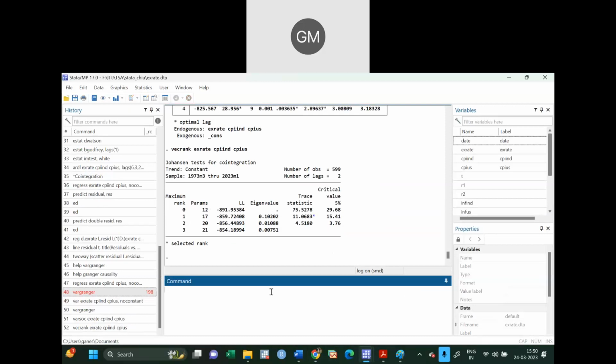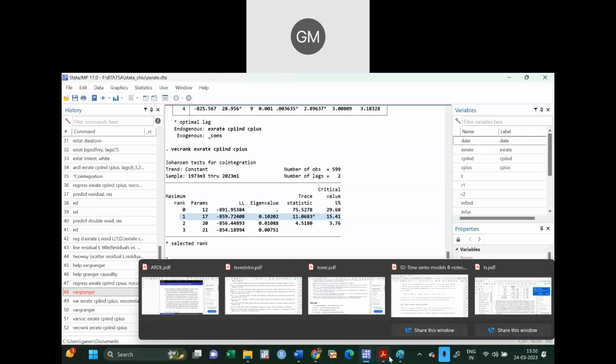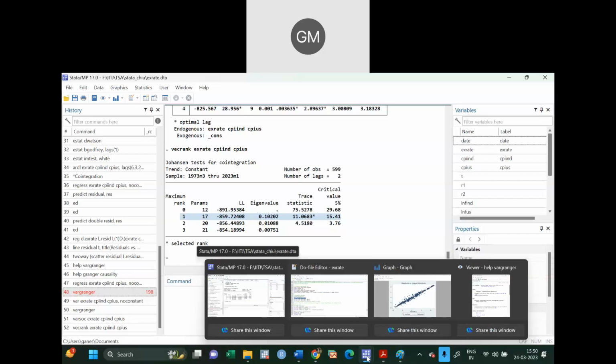Okay. So there are 2 methods. One is the eigenvalue method. Another one is the trace statistics method, right? The trace statistics method is suggesting this. So the selected rank is 1, right? Selected rank is 1. So only one cointegrating relationship exists among all these 3 variables.